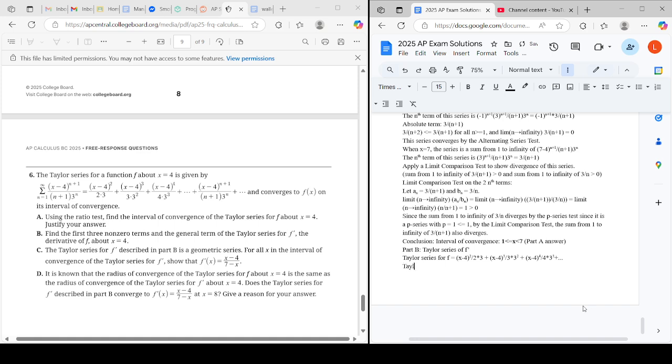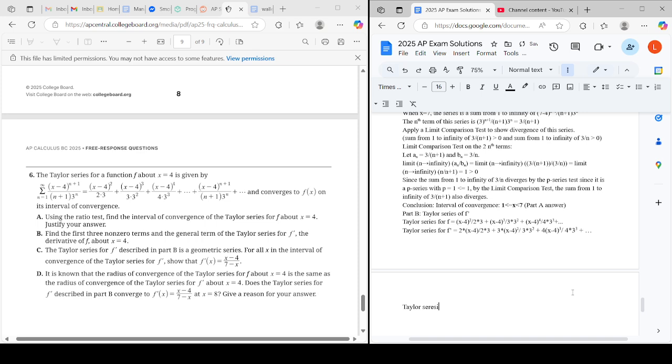And we just differentiate each term here. I think you can see where this is going. And this would be, and we do a little simplifying. And let's include the general term. So this would be x minus 4 to the n over 3 to the n. And there's our answer for part B. It's a much shorter part than A.